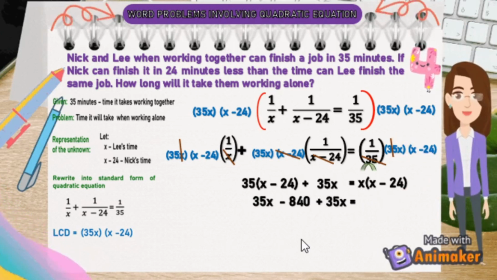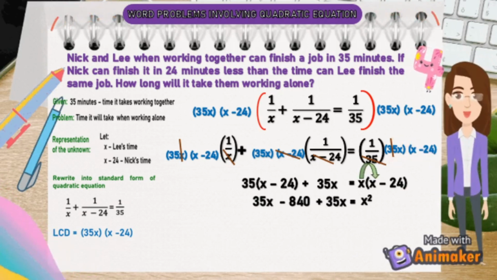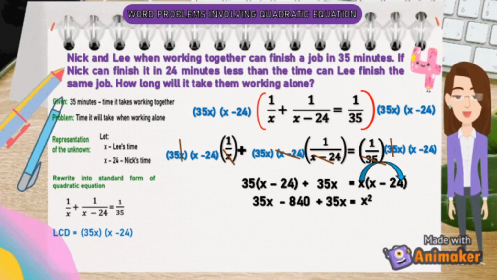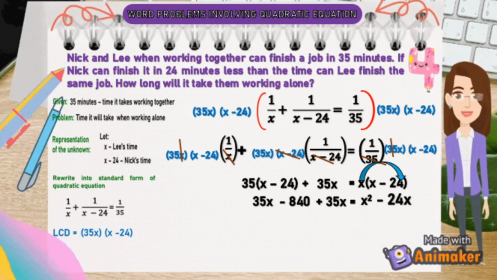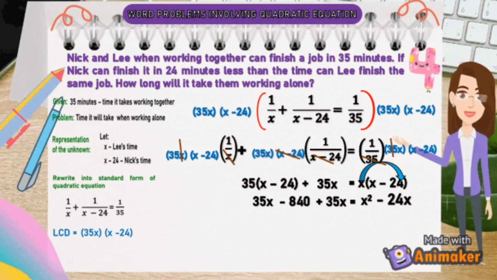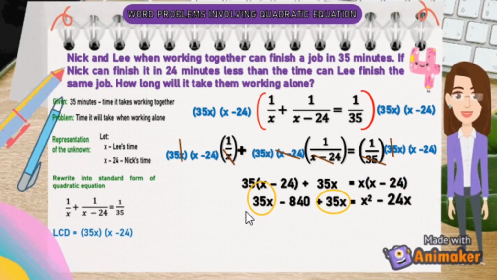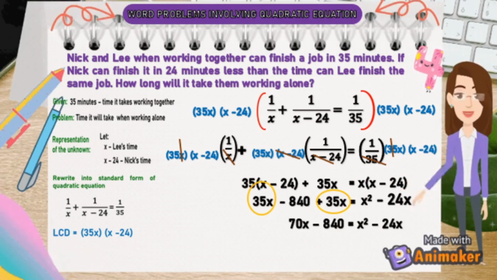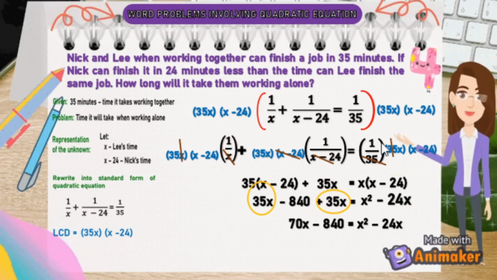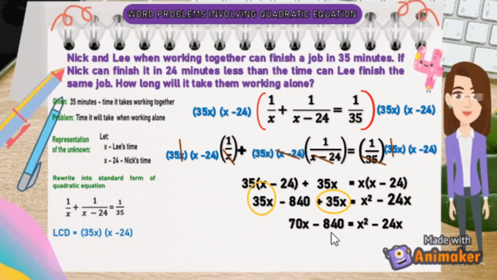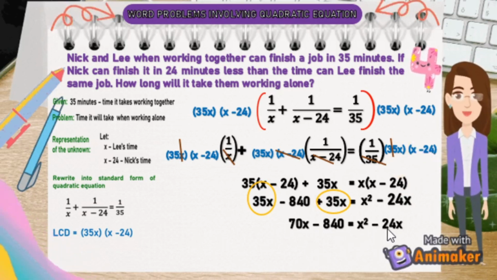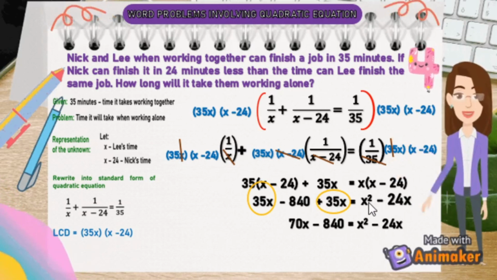24. So, x times x is x squared. And x times negative 24 is negative 24x. Then, combine similar terms. Ano yung similar terms dyan? Yung 35x at saka 35x. So, i-add natin yun. Magkakaroon tayo ng 70x minus 840. Kinopya itong 840 dito is equal to x squared minus 24x. So, kinopya rin to dito.